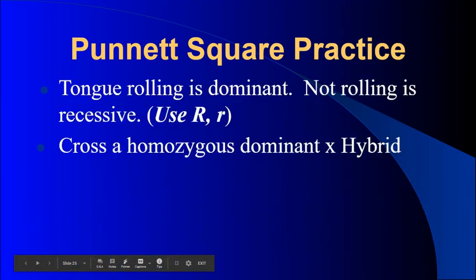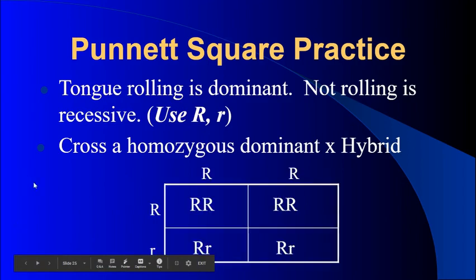Next problem, we're still using the tongue rolling trait. But this time we're going to cross a homozygous dominant with a hybrid. Homozygous dominant would be big R, big R. Hybrid is big R, little r. So you can see the completed Punnett square.